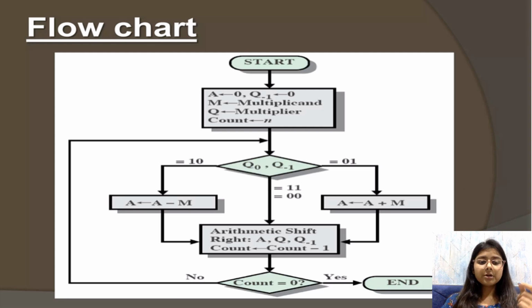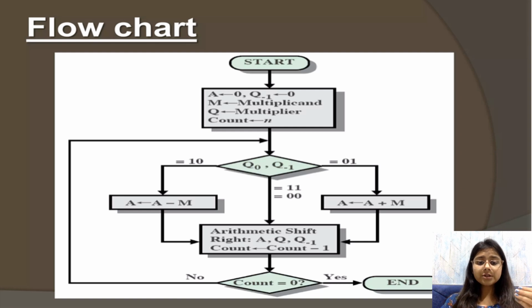Okay, so over here Qn and Qn minus 1, if the last bit of Qn and the Qn minus 1 bit is 1 1 or 0 0, then you are going to perform the arithmetic shift right. Okay, and then you are going to decrement the counter as I told earlier. Okay, but if the value is 1 0, then you are going to subtract, A minus M, and then you are going to perform arithmetic right shift, and then decrement the counter value. If the value is 0 1, then you are going to add it. Okay, so A plus M, then you are going to perform the arithmetic right shift, and then you are going to decrement the counter by 1.